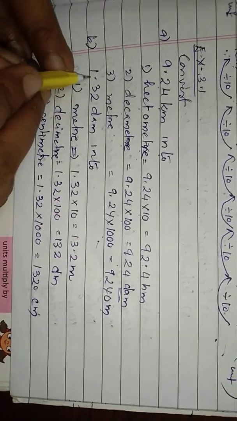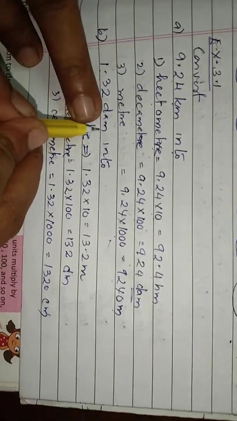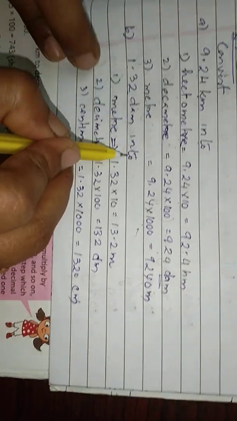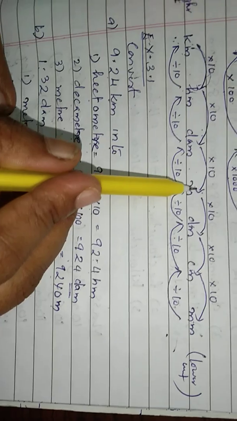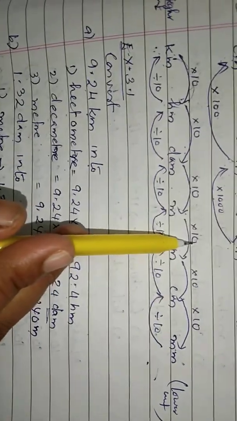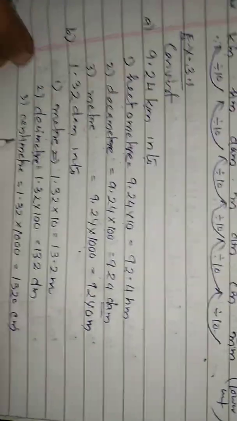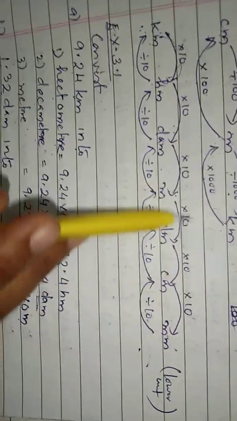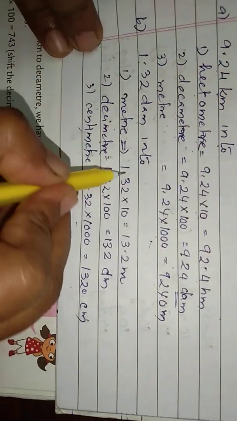One more question. 1.32 dam. Dam means decameter. We have to change into first of all meter. To change dam into meter, multiply by 10. Second one we have to change to decimeter. Dam to decimeter means 10 into 10, that is multiplying by 100. Then last centimeter. Dam to centimeter. 10 into 10 into 10, that is 1000, multiplying by 1000 according to the decimal.